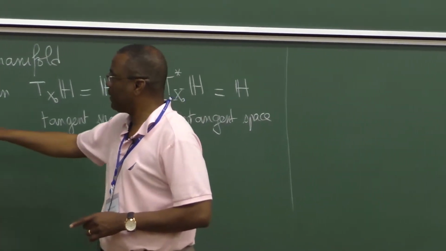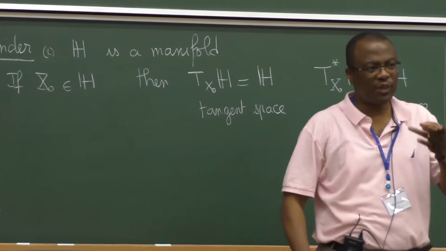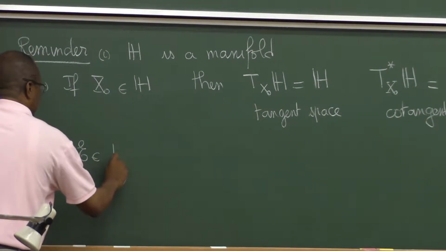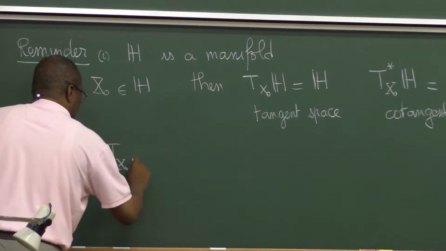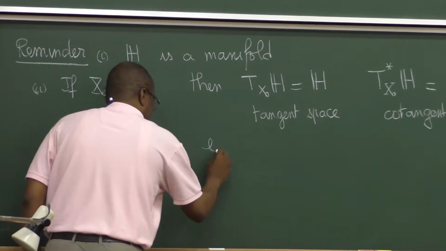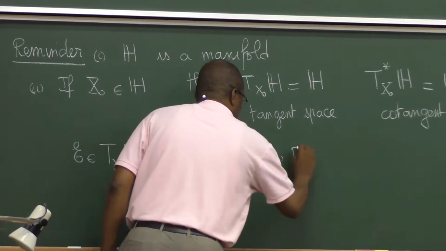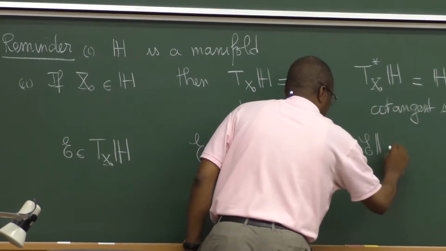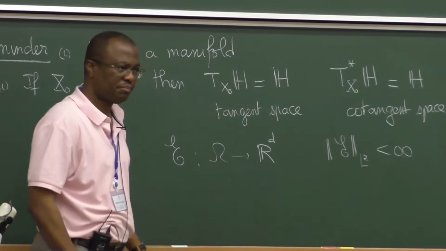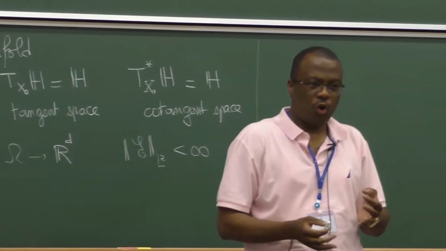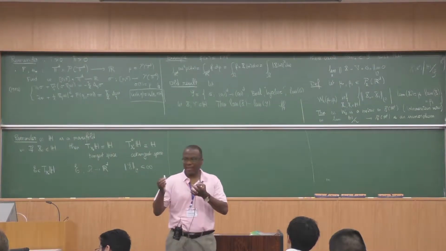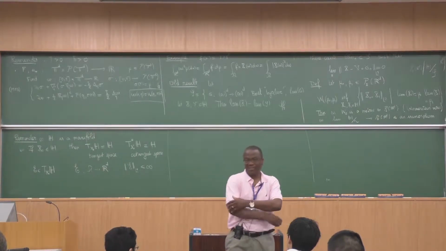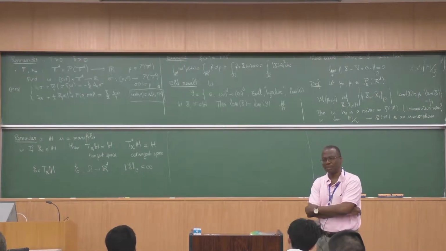Okay. So I take a point in the manifold and I ask myself what is a tangent vector? Zeta, a tangent vector in H, means zeta is from omega into R^d, and the norm of zeta squared is less than infinity. So once I realize that a tangent vector at a point is a vector field, then if I go to the quotient space, there will be no surprise that a tangent vector at a measure must be a vector field.